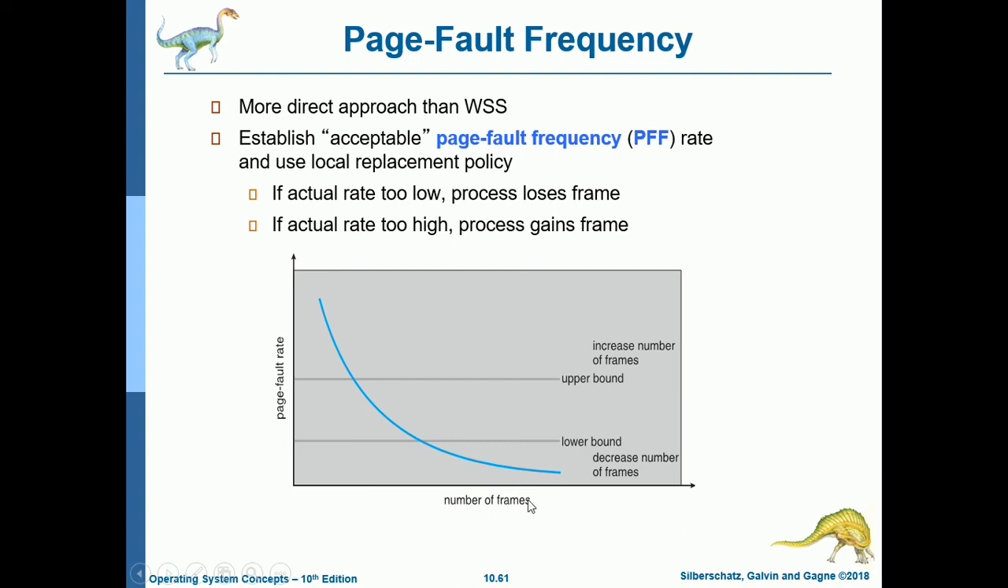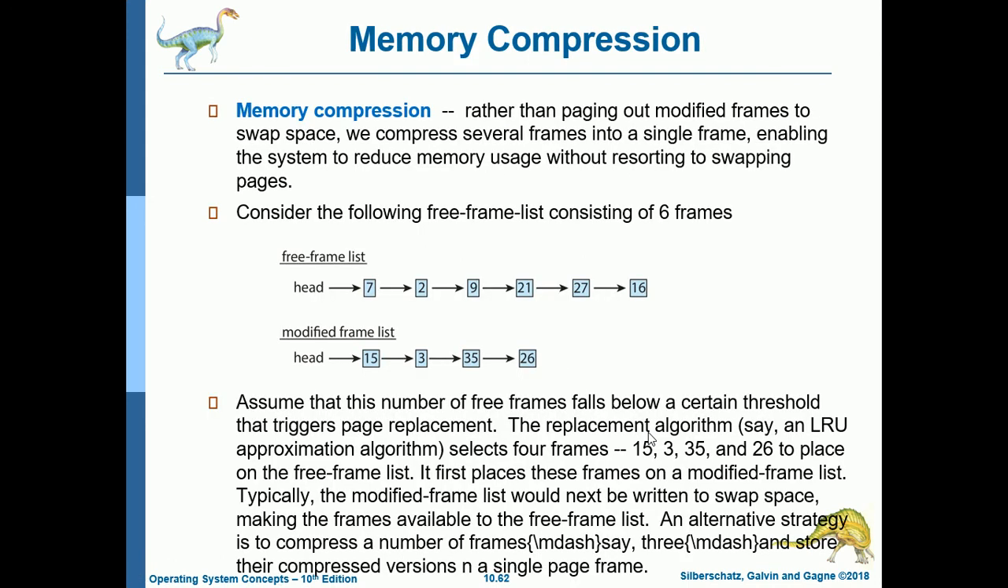So we have this one. Again, we have a threshold, the upper bound. If the page fault rate increases beyond the upper bound, the system will increase the number of frames. But if the page fault rate is lower than the lower bound, the process doesn't need as many frames, so the system will decrease the number of frames.